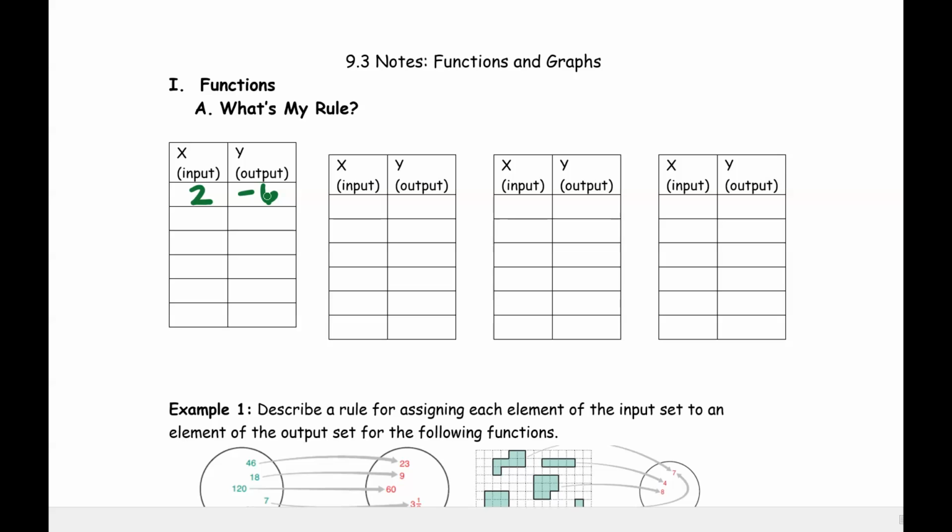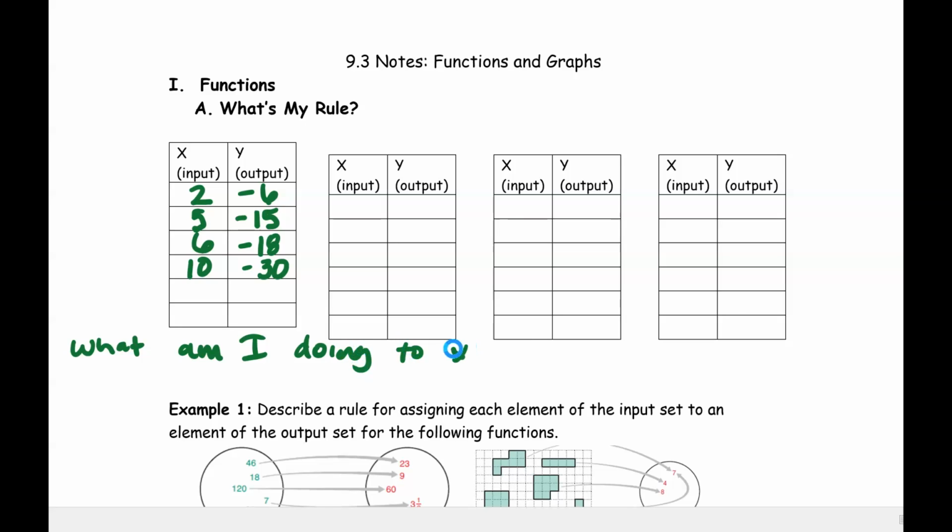Okay, give me another number. How about 5? A student gives me 5, and the output is -15. Give me another number. Somebody says 6: -18. Give me another number. 10: -30. And what you're trying to figure out is, what am I doing to X to get Y?